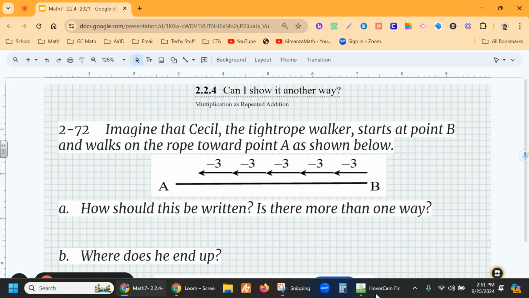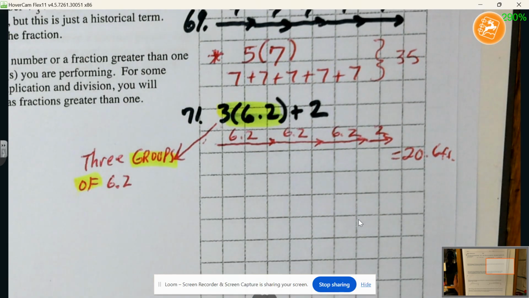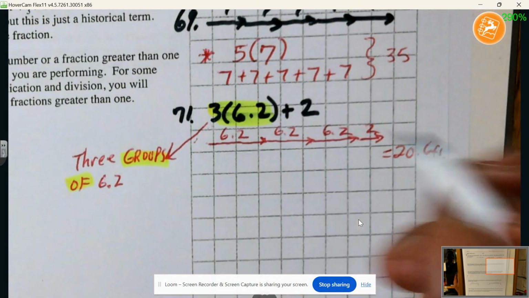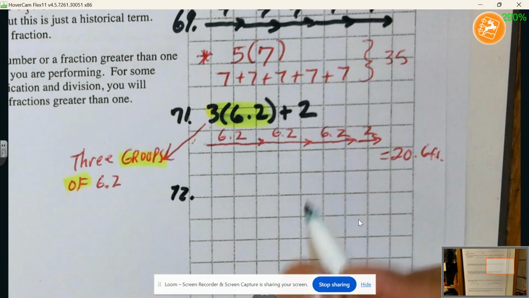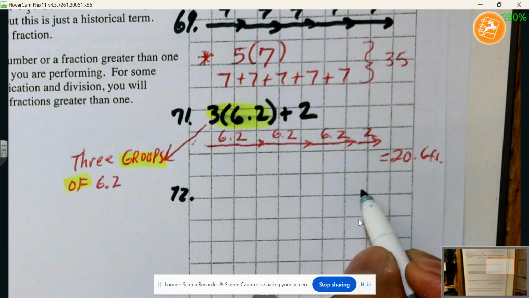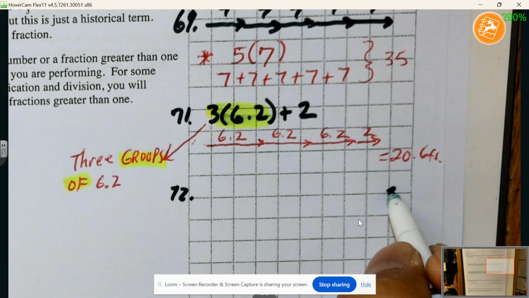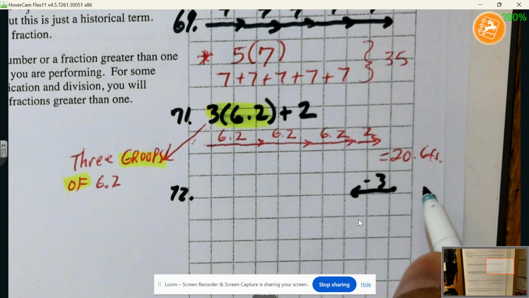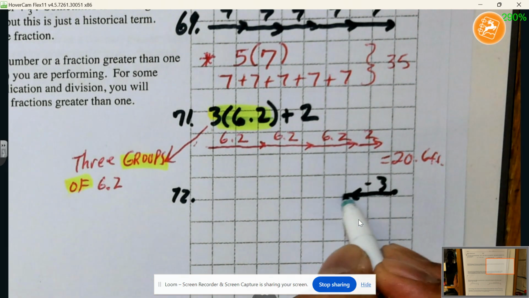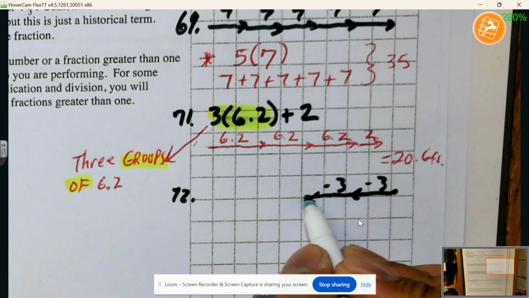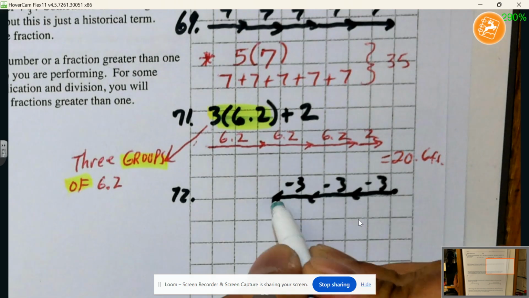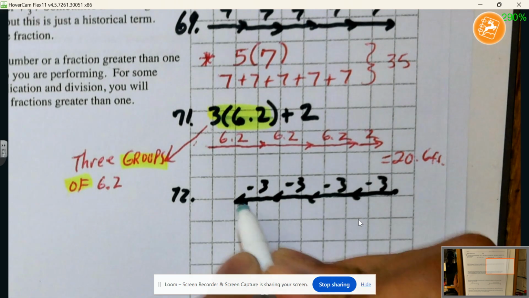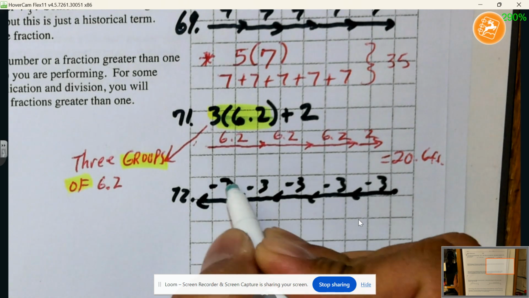Imagine Cecil, the tightrope walker, starts at point B and walks the tightrope towards point A. How should this be written, and can we write it in more than one way? So let's go ahead and draw that one. This is number 72. So he starts at point B. Here's point B, and he goes -3, -3, -3, -3, -3.